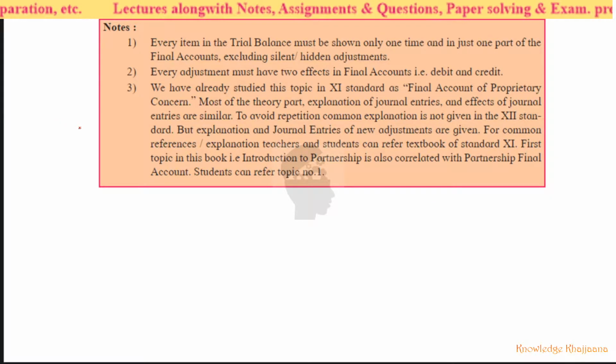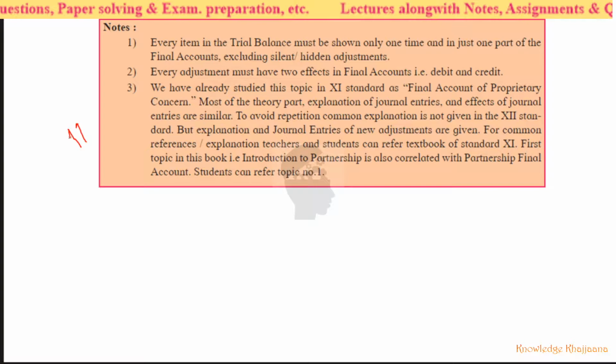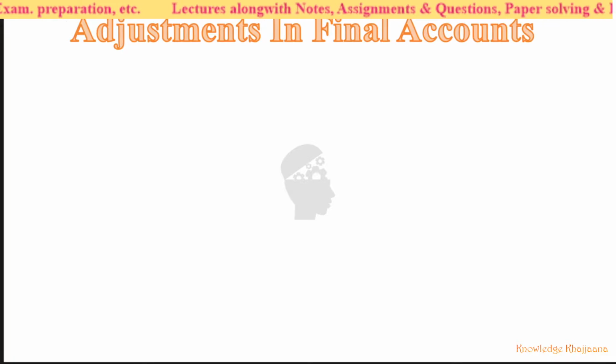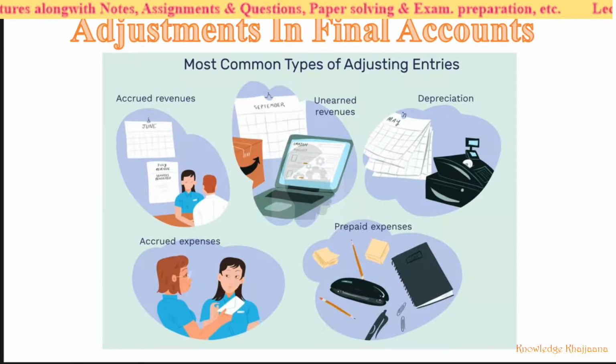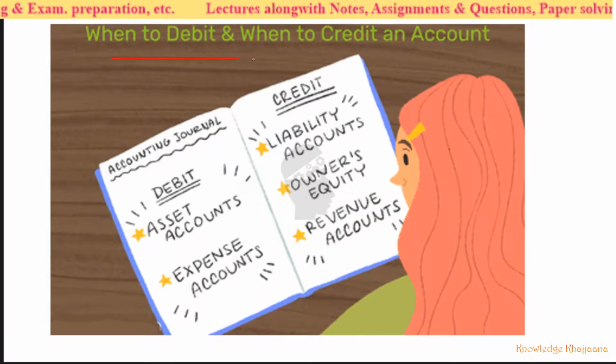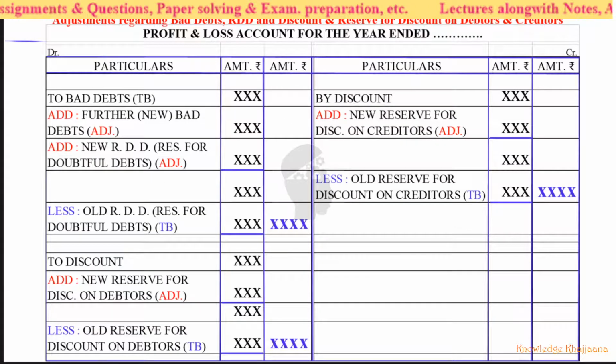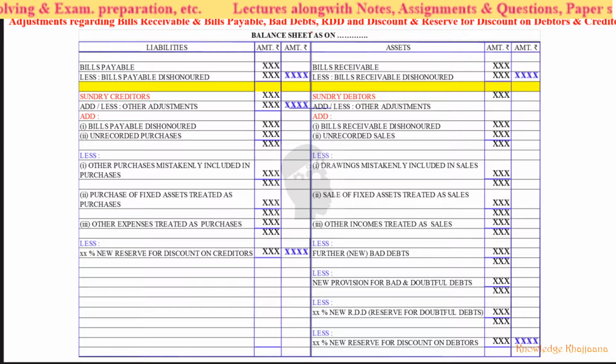See, you must remember whatever you have learned in standard 11 as well as whatever you learned in topic 1, that is maintaining the capital accounts, the partners' capital accounts. There are different adjustments given in the problem and you have to solve the adjustments. See, that is when to debit and when to credit an account. These were the adjustments regarding the bills receivable, bills payable, bad debts and all. Okay, you have to remember these adjustments forever.